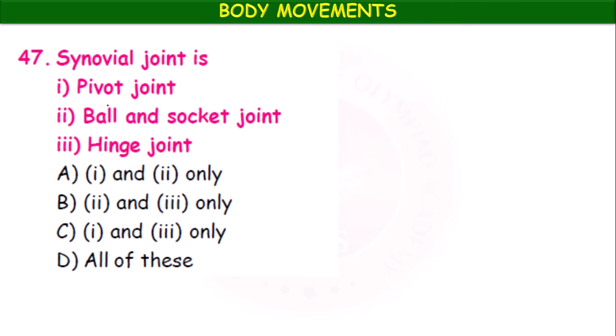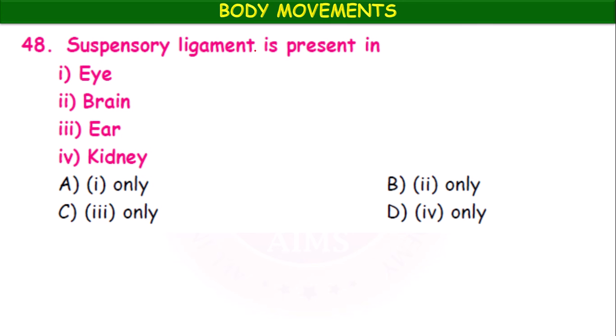Synovial joint means freely movable joint. Pivot joint, ball and socket joint, hinge joint. Which one? Okay, 1 and 2 only, 2 and 3 only, 1 and 3 only, or all of these. Okay, all of these are synovial joints, freely movable joints. Suspensory ligament is present in eye, brain, ear, kidney. In which is the suspensory ligament present? In the eye it is present. So, option 1.